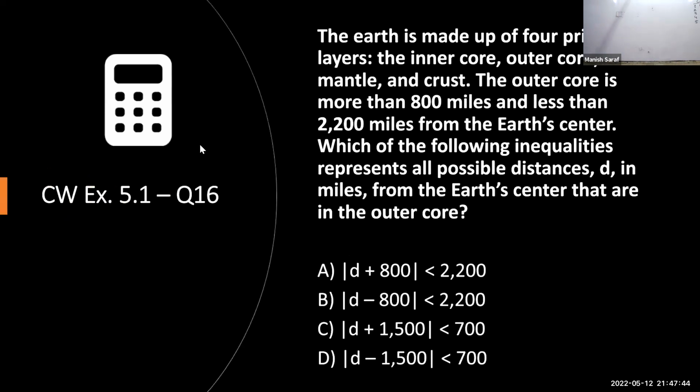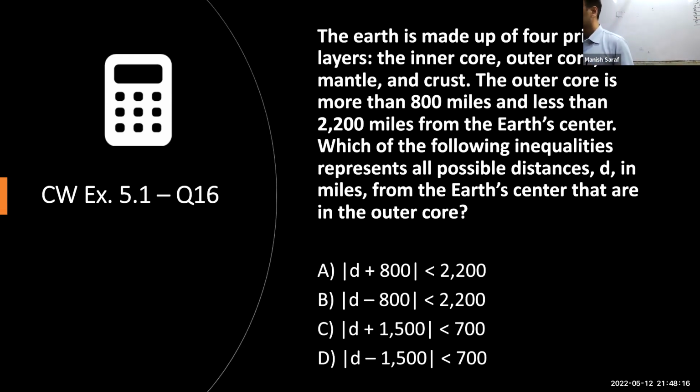हाँ, ये एक interesting problem है. Question number 16. A very typical SAT type problem. This is how you could see absolute value questions with words. Okay, you read it. I think we will do this together. You read it once and read it loudly. The Earth is made up of 4 primary layers: the inner core, outer core, mantle, and crust. The outer core is more than 800 miles and less than 2200 miles from Earth's center.